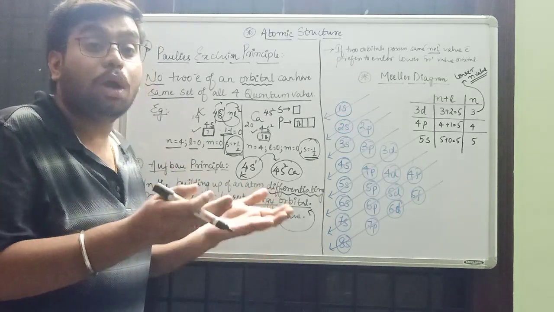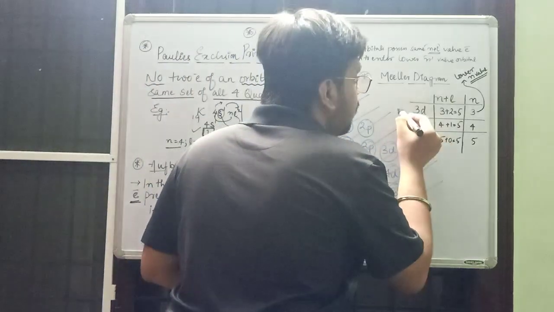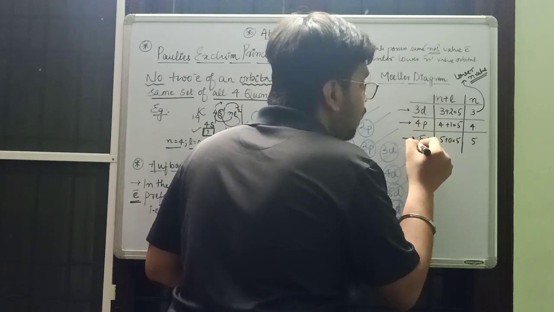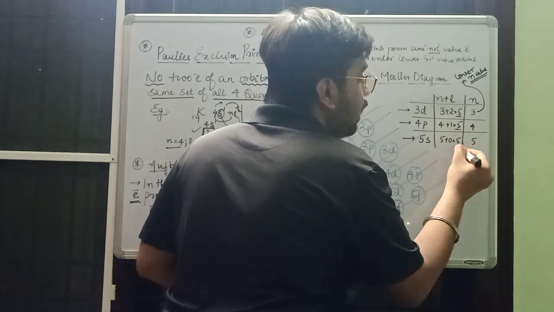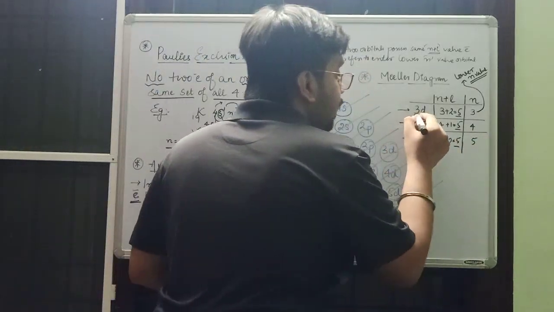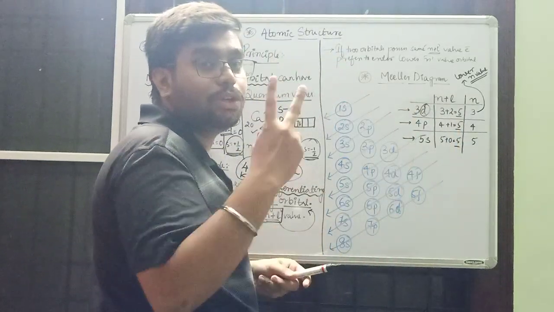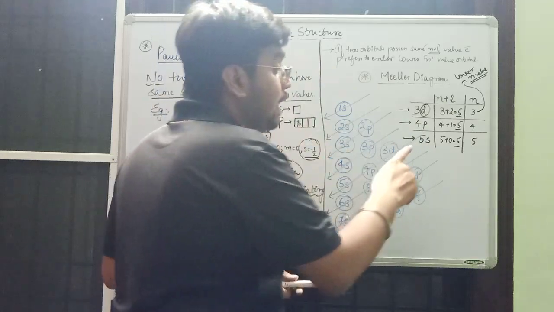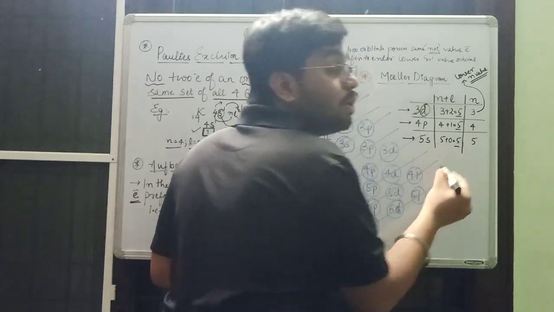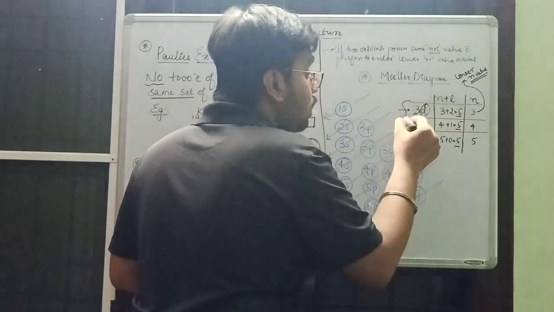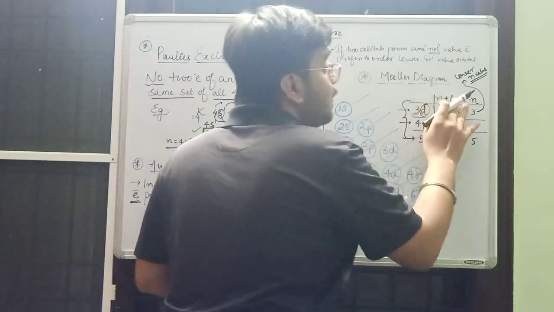Then what if two orbitals have the same N plus L value? Is it possible? Yes. You can see here 3d, 4p, 5s. All these three orbitals have the same N plus L value, that is 5. N is 3 and d's L value is 2. p's L value is 1. s has L value of 0. So 3 plus 2 is 5, 4 plus 1 is 5, 5 plus 0 is 5. So these are three orbitals which have the same energies, that is the same N plus L value.